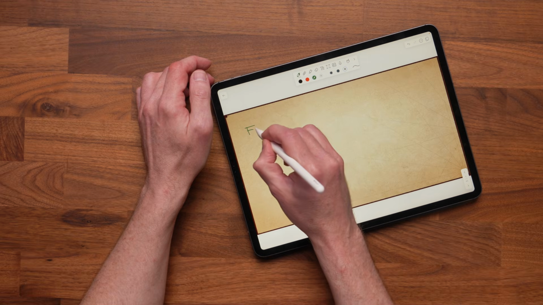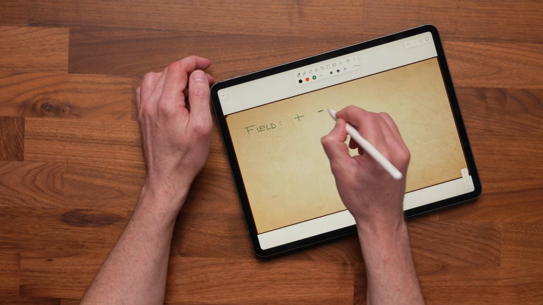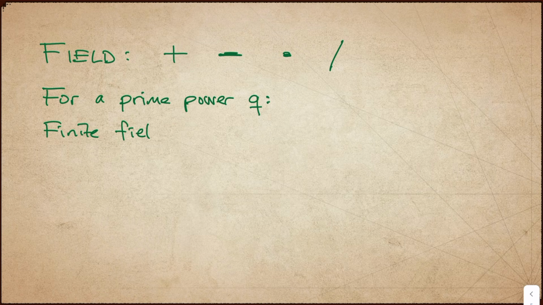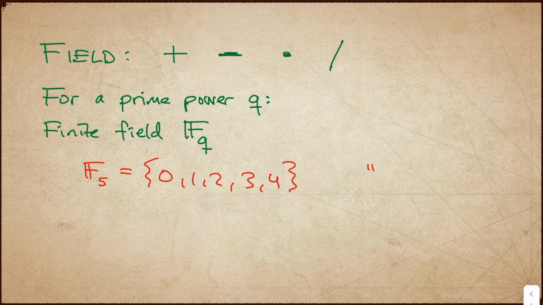In order to dive deeper into these local zeta functions, we need to say something about finite fields. A field is a number system where you can add, subtract, multiply, and divide. It is a theorem that for every prime power q, there exists a finite field F_q with q elements. So, for example, there is a finite field with 5 elements. That's just 0, 1, 2, 3, 4, and everything is computed mod 5.